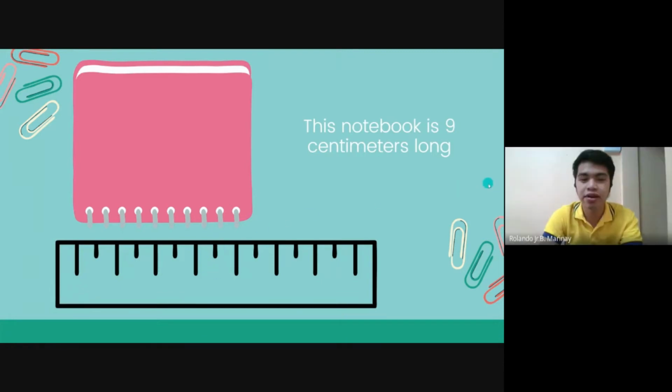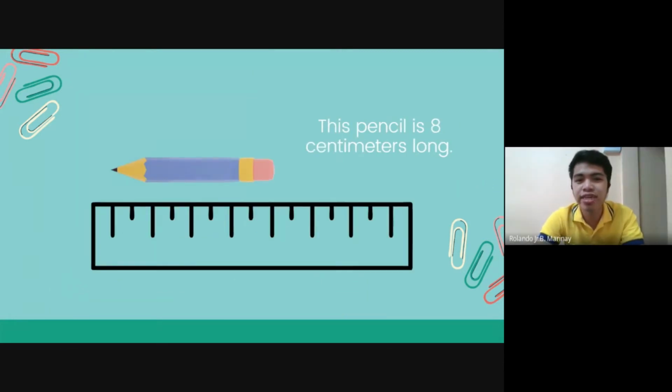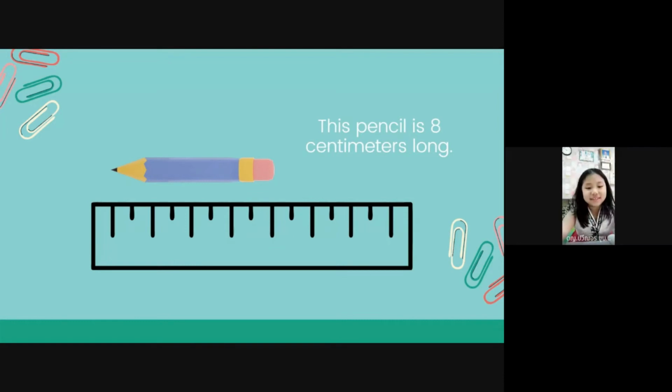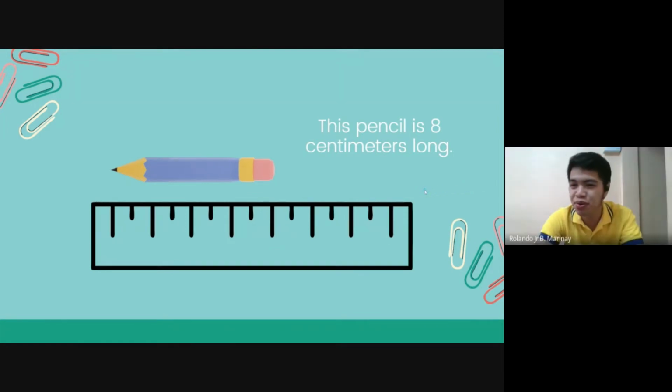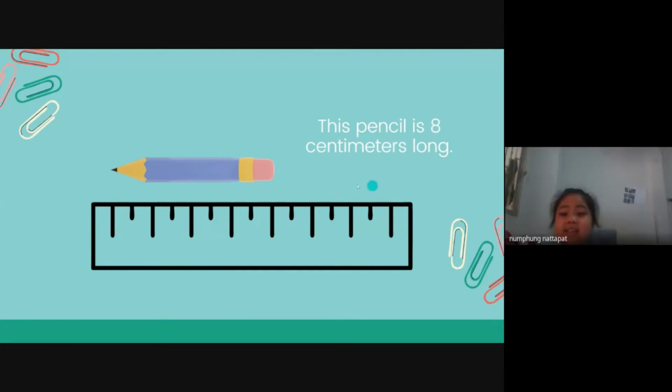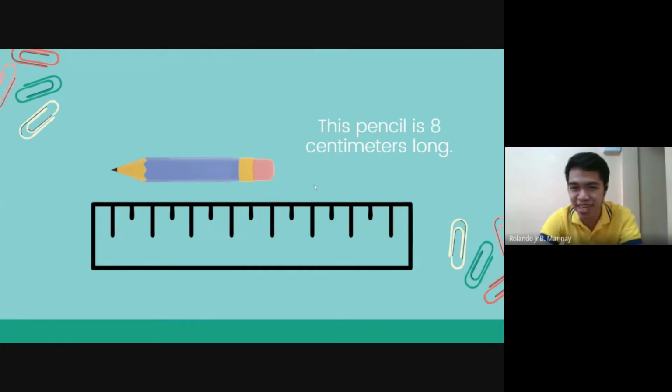Okay, next. How long is the pencil? 8. Very good, Asa. Very good, Boom, Gan, and everyone who answered. Very good. Okay, we're going to begin with 0. This is 0. Remember 0. And then 1, 2, 3, 4, 5, 6, 7, 8.